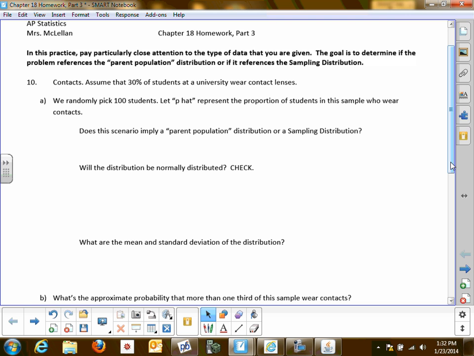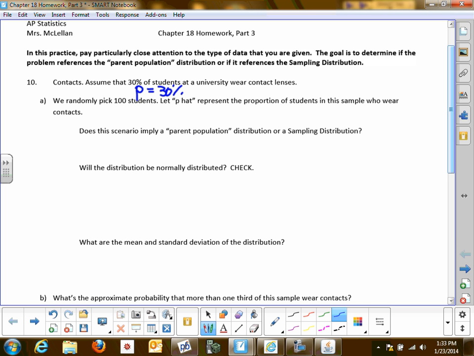Assume 30% of students at a university wear contact lenses. So that 30%, what's that? Is that an N, a P, or a P hat? It is a P, the proportion of all students at the university that wear contact lenses. That is the full P. That's the proportion of the whole population.